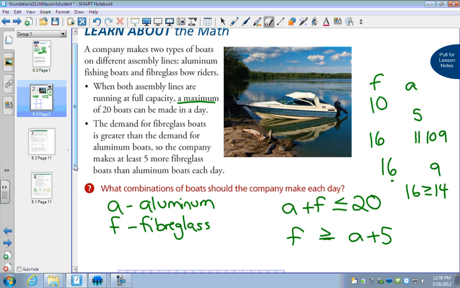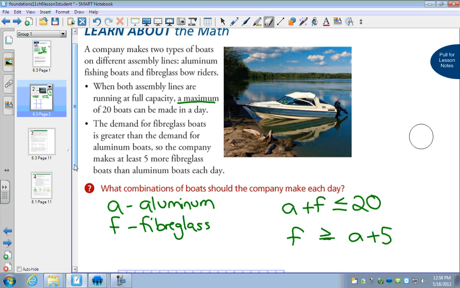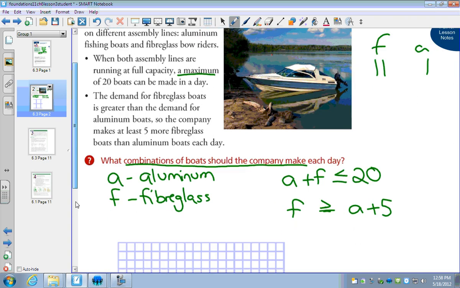They make at least 5 more. They could make 10 more, and that would still work. So for instance, if I made 11, I could make only one aluminum, and that would satisfy that equation because I made at least 5 more fiberglass. Okay, so here's my two equations. Now I want to know what combinations of boats the company should make each day.